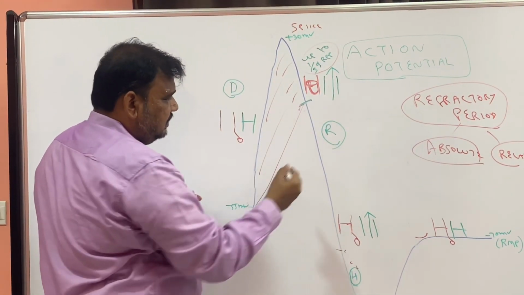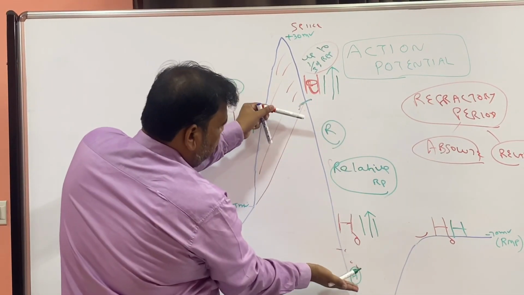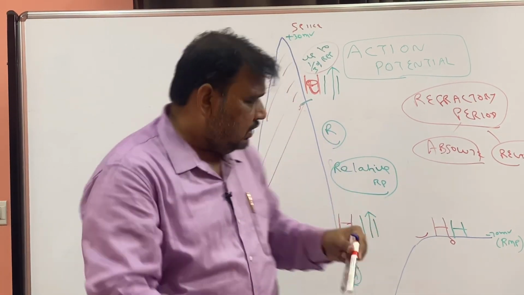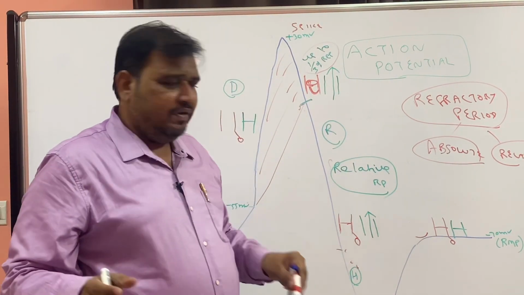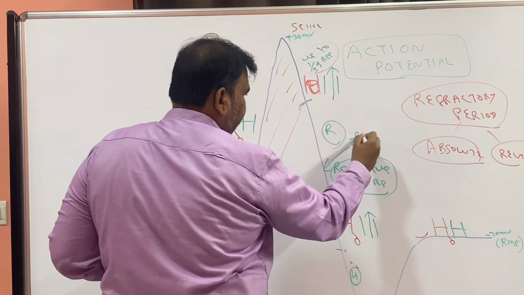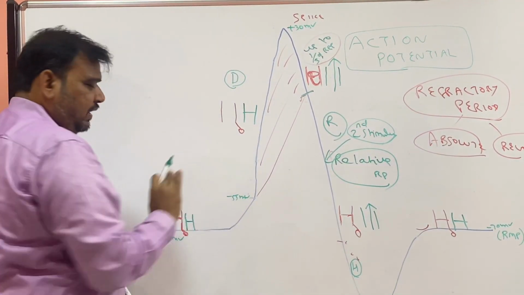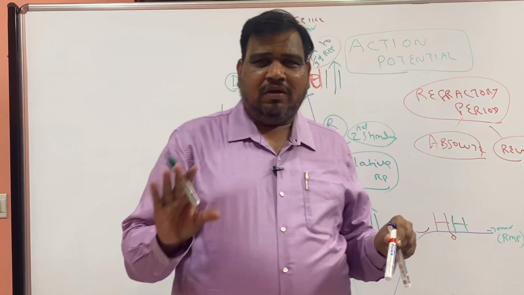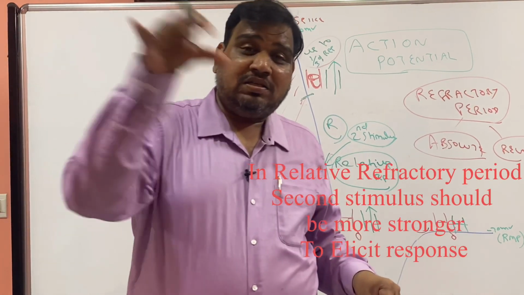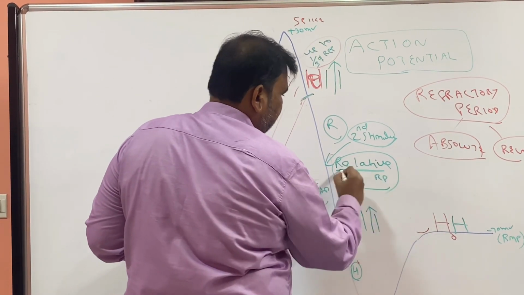So now this is the relative refractory period. The relative refractory period starts after the first 1/3, that is the last 2/3 of the repolarization phase, and the hyperpolarization phase. Note it down. The relative refractory period is the remaining 2/3 of the repolarization phase and the hyperpolarization phase. So, for example, here, if I give a second stimulus of the same strength of minus 55, a normal second stimulus, what will happen? Nothing will happen because it is the refractory period. But if I give a stronger second stimulus, yes, I can elicit an action potential because this is relative, not absolute.